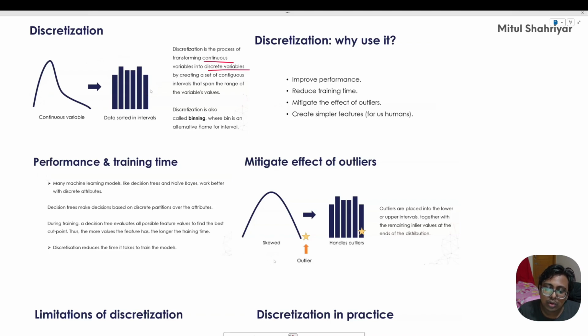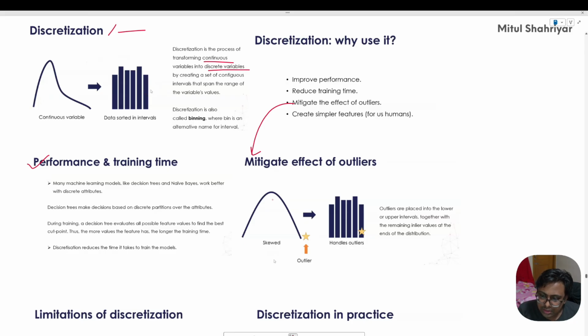So discretization is also called binning. So yeah, we can just call it binning. No problem with that. So why do we use it? So that we can improve the performance, reduce training time, mitigate the effect of outliers. We'll learn about outliers, although we have seen that previously, but we'll just talk about the techniques, and create simpler features. Now, for the performance and training time, it is again very helpful, but just look into the scenario of mitigating outlier effect.